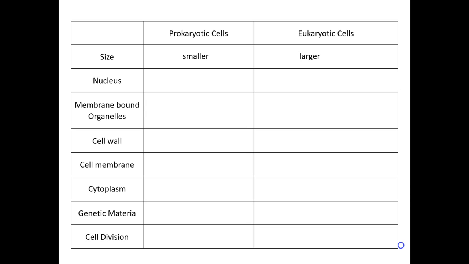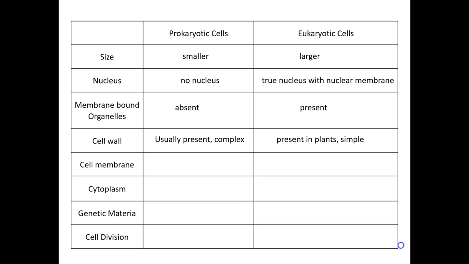Prokaryotic cells are smaller. Eukaryotic cells have a nucleus. Eukaryotic cells have membrane-bound organelles. They both can have what's called a cell wall. They both have cell membranes. Prokaryotic cells are very simple in their cell membrane. Eukaryotic cell membranes are much more complex. They have other things embedded in them that allow the cells to talk to each other.